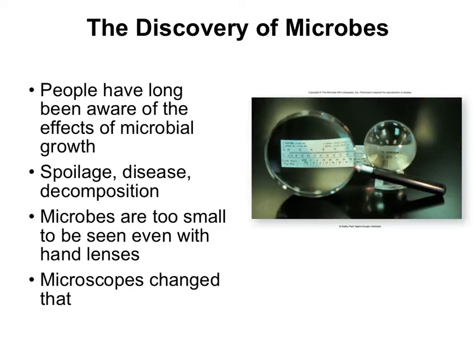People have been aware for a long time of the effects that microbial growth has. For example, spoilage of food, the passage of disease, and decomposition. However, microbes are far too small to be seen even with hand lenses. And so their widespread distribution wasn't really possible to understand until the development of the first microscope.